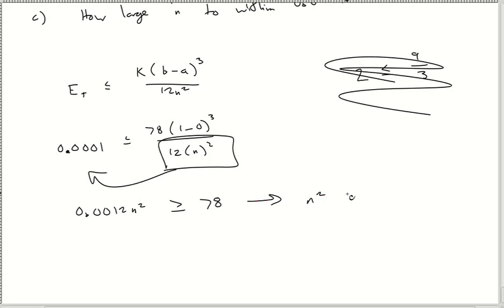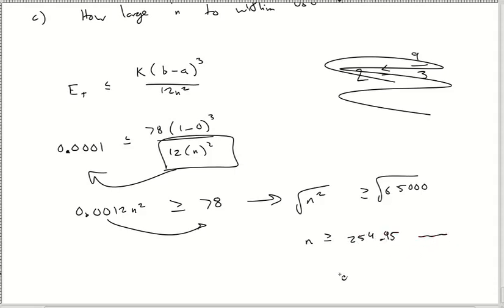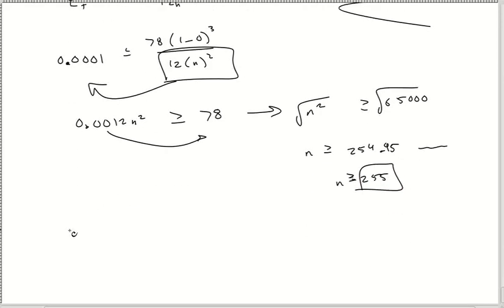N squared, I'm going to divide this to the other side, makes this now greater than or equal to the 65000. So I divide it to the other side, and then I square root both sides, and so we got n now is greater than or equal to 254.95, blah, blah, blah. And so you want n greater than or equal to 255. There you go. I'm just going to tell you how to do it. This is how you're doing it, and you move on.